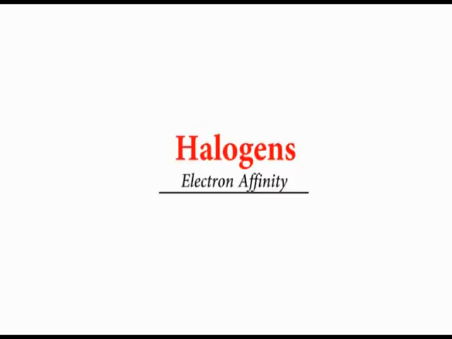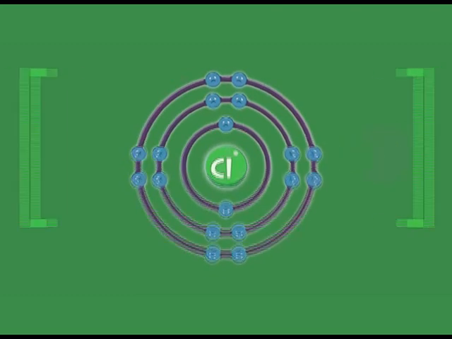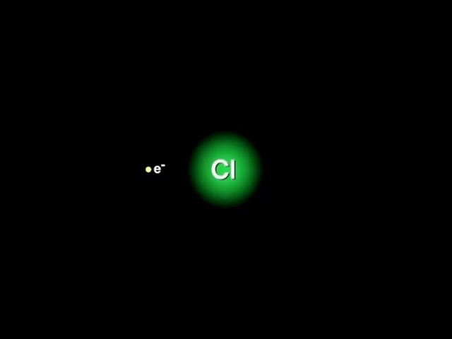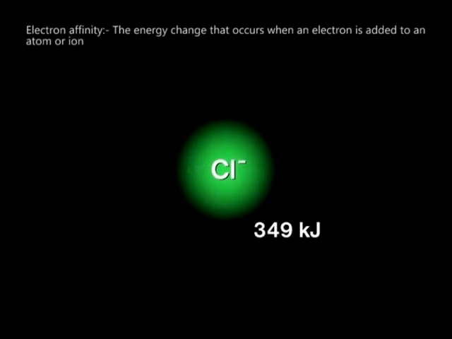Electron affinity. Halogens form ions by gaining an extra electron to complete an octet electron configuration. Electron affinity is the energy change that occurs when an electron is added to an atom or an ion. For example, when an electron is added to a neutral chlorine atom, 349 kilojoules are released.